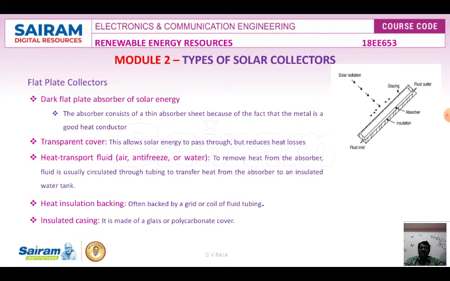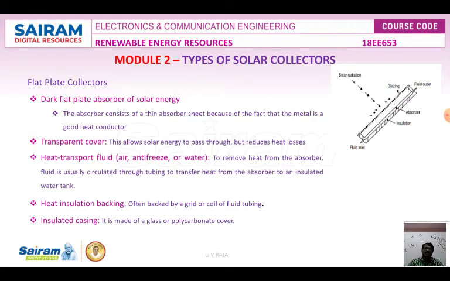Any flat type collector consists of five parts. The first part is the dark flat plate absorber of the solar energy, and the second is the transparent cover, then the heat transport fluid, heat insulation backing, and insulated casing. These are the five important parts of any solar flat plate collector. The first one is the dark flat plate absorber of the solar energy.